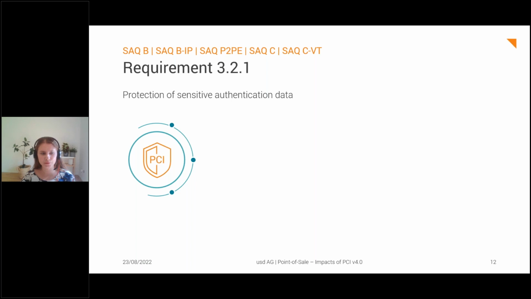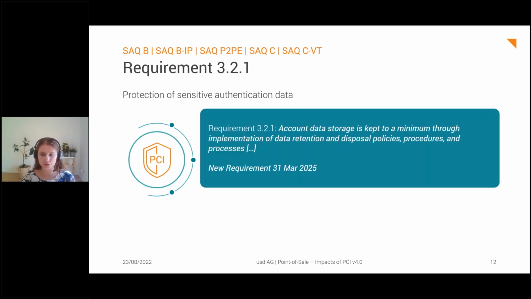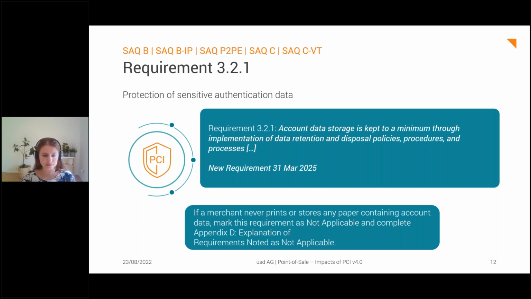Requirement 3.2.1. This is one of the requirements I talked about earlier. So here we have SAQ B, VIP, P2PE listed. So there is a change in this requirement, but it is not really a new change to us. And even though this requirement is stated as future dated, if we look at it in detail, we see there is an applicability note. This note describes that this requirement only applies if you have any credit card data printed on paper and stored as paper, which I in general do not recommend.